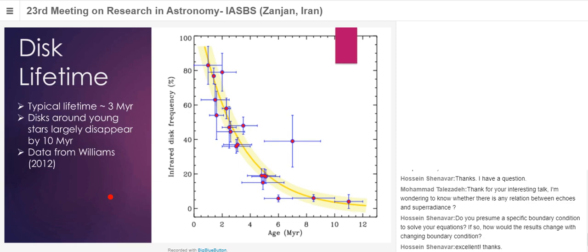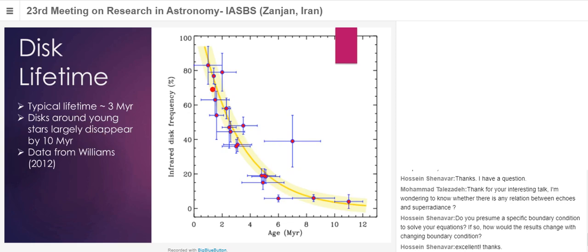This plot is based on millimeter and submillimeter emission from disks in a paper by Jonathan Williams. The interesting thing here is that, at least in this sample, the youngest disks that were identified are about 1 million years old, meaning the central protostar has been estimated to be 1 million years old. The typical disk lifetime is about 3 million years, and by 10 million years, they're almost all gone. That is, by the time the young stellar object is 10 million years old, the disks have dissipated.